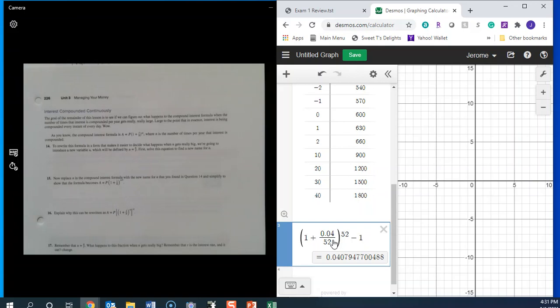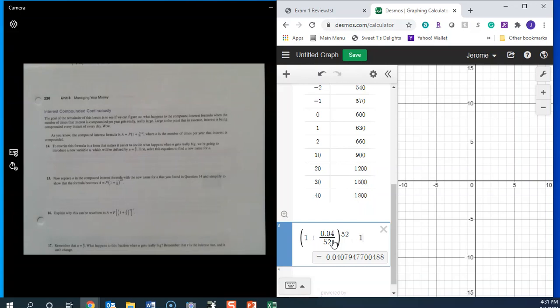Wow. As you know, the compound interest formula is A equals P times 1 plus R over N to the NT, where n is the number of times per year that interest is compounded. To rewrite this formula in a form that makes it easier to decide what happens when n gets really big, we're going to introduce a new variable u, which we will define by u equals n over r.